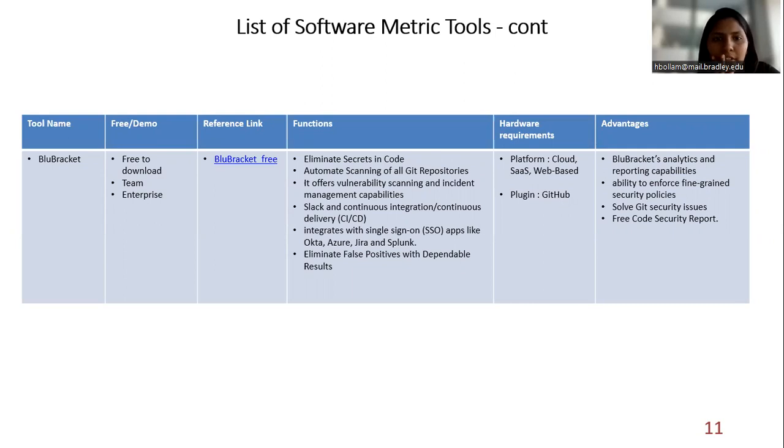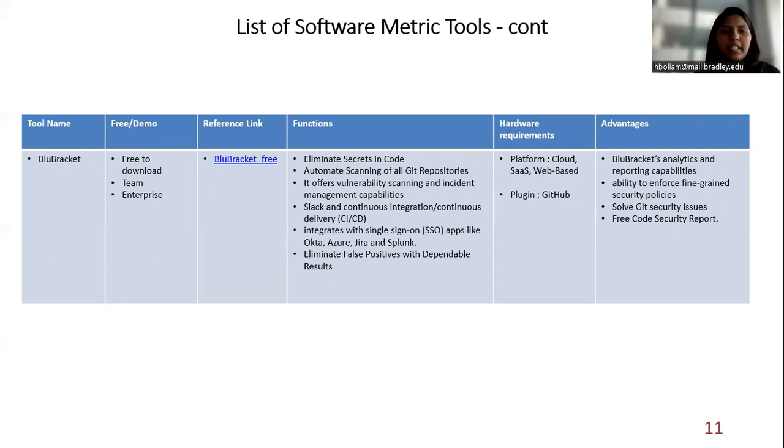And coming to the main functions, it eliminates secrets in the code. That means the glitches, and it will automatically scan all the repositories that are available in our GitHub as we are connecting our Git repository to it, and it will show us if any vulnerabilities are present in there.